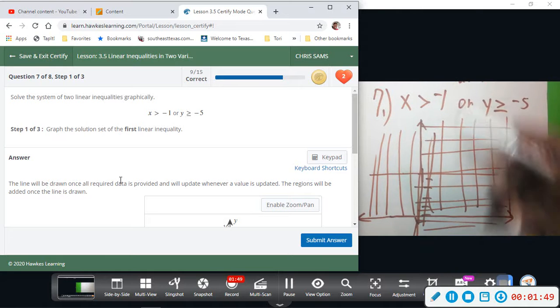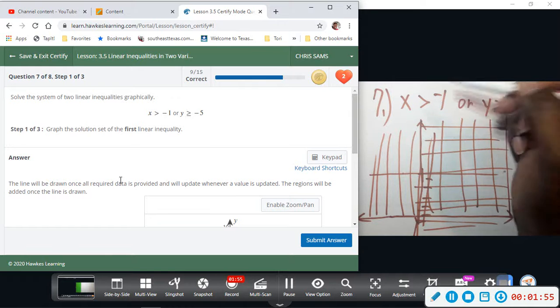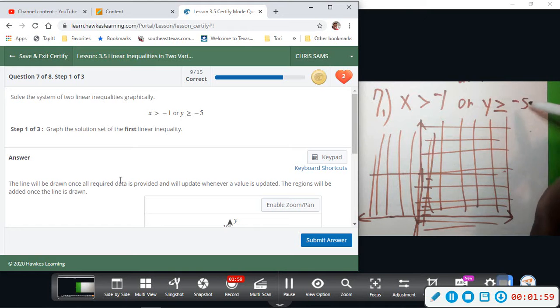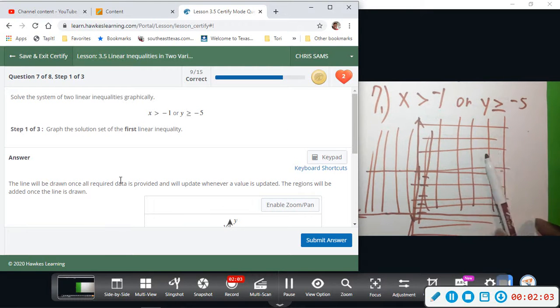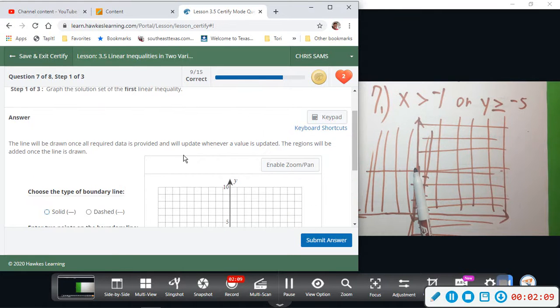Alright, so when we want ordered pairs, it doesn't matter what we do as long as x is negative 1 for the first equation. So y can be anything. And then on the second equation, as long as y equals negative 5, it does not matter what you put for x. Okay, so I will try to be very thorough in that. It does not give me any specifics as far as what to put in.